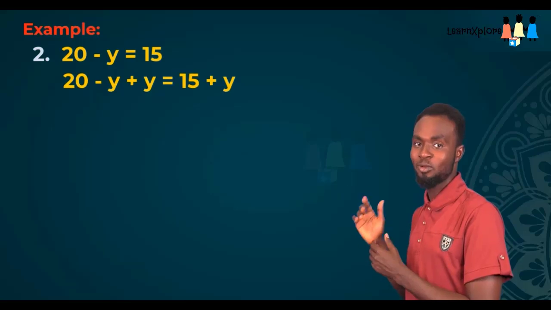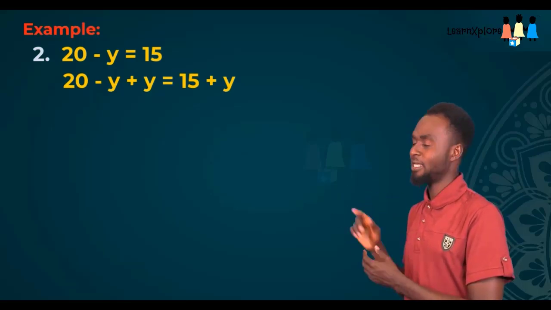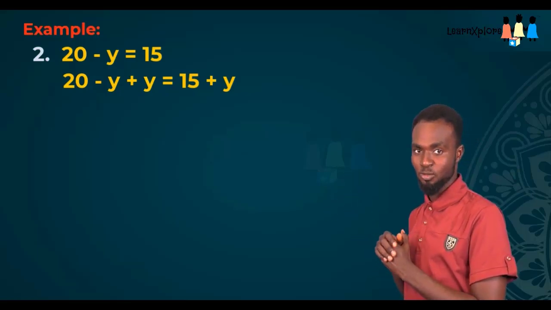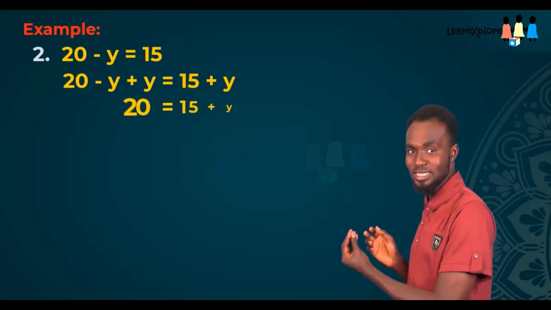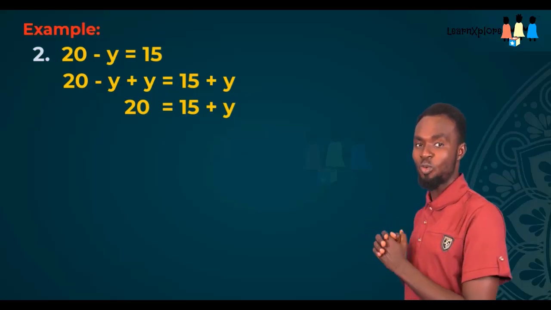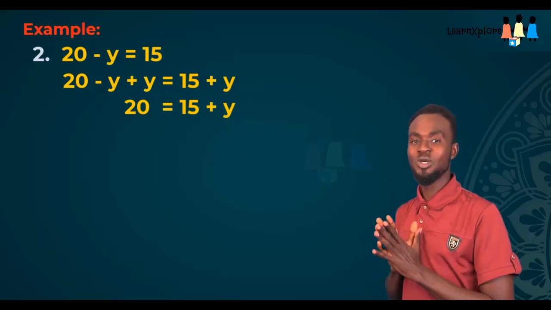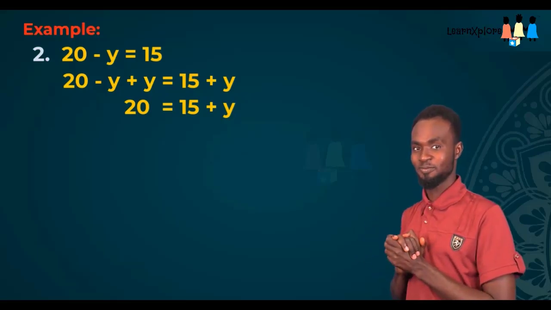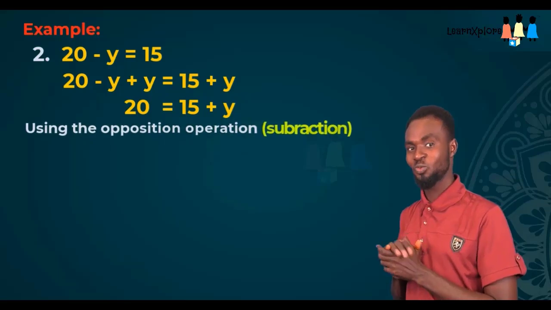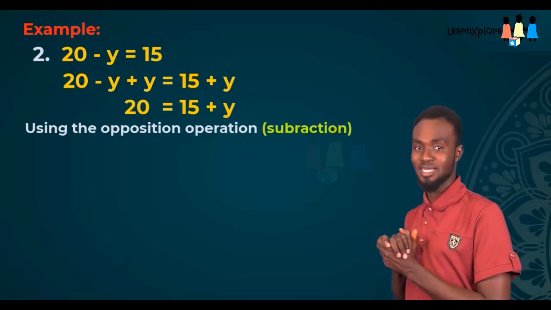We have 20 minus y plus y is equal to 15 plus y. Now minus y plus y is 0. So on the left hand side we have 20 is equal to 15 plus y. Now the unknown is on the right hand side. What are we going to do to make it stand alone? Let's use the opposite operation, which is subtraction. So when we subtract 15 from both sides, y will stand alone.